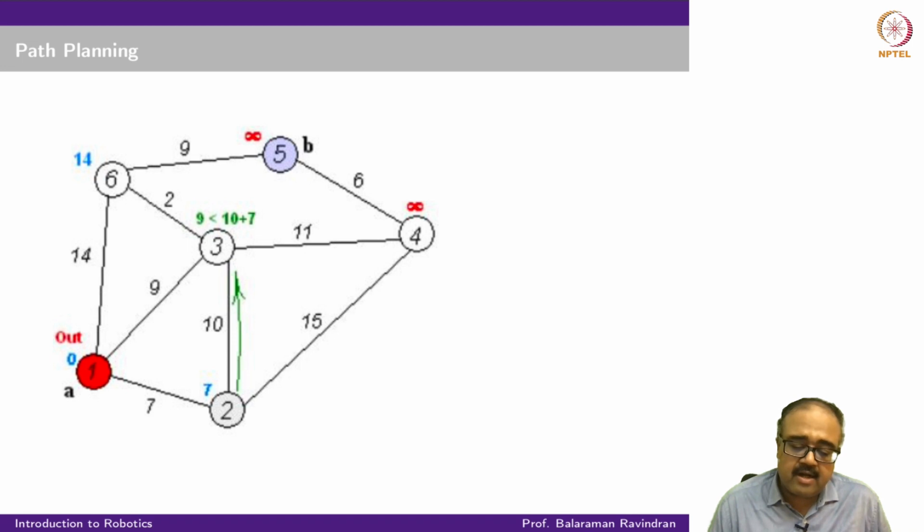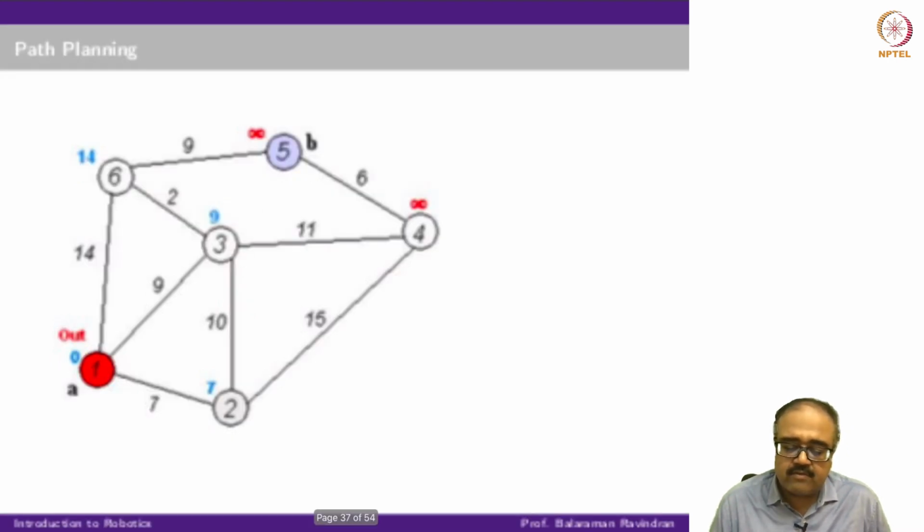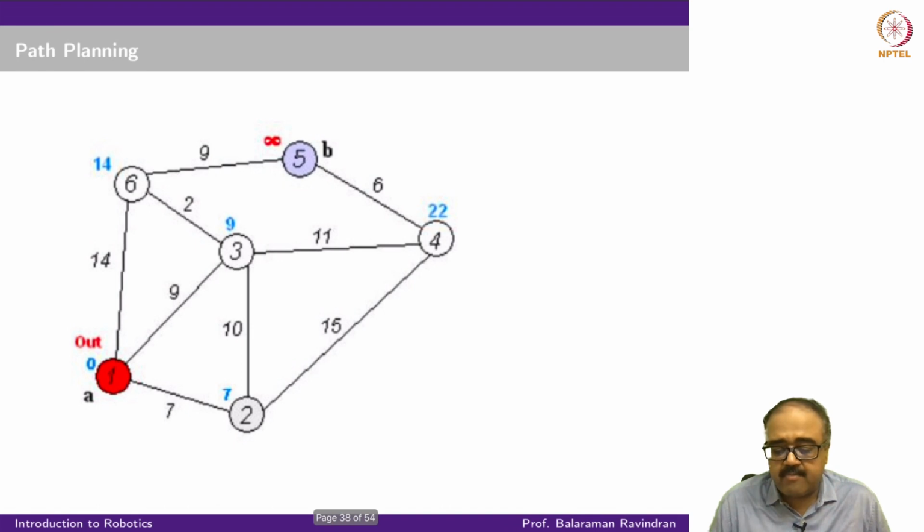And then the next neighbor of 2 I'll look at is 4. So I have a 7 here and a 15 here. So the distance of 4 is going to become 22, and the previous of 4 will be 2. Remember that, previous of 2, 3 and 6 are all still 1. The previous of 4 is going to become 2.